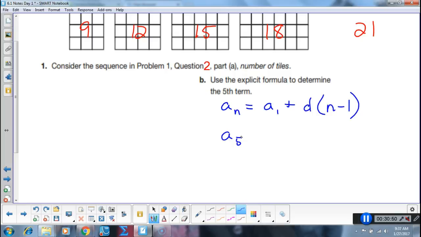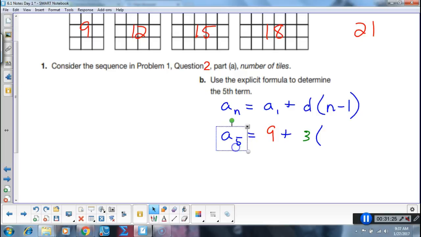Is equal to the 1st term. What was the 1st term in our sequence? 9. D is our common difference. How much are we going up by every time? 3. N is the term number. It's also right there. It's this number right there. So N here is going to be 5.